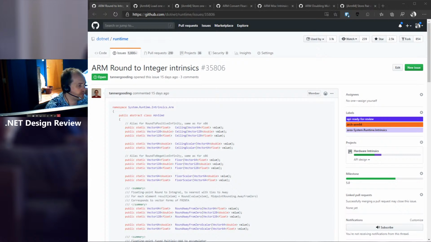fashion. First two here are ceiling and floor. They are largely APIs we exposed similar for x86 because they existed in the native intrinsics. They're essentially for round to positive and round to negative.